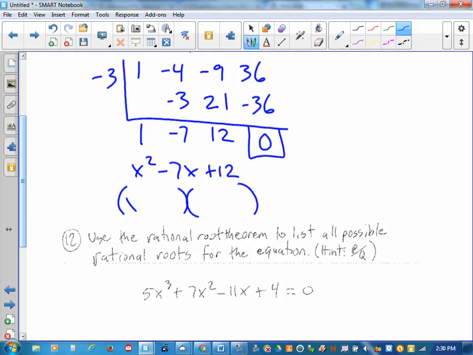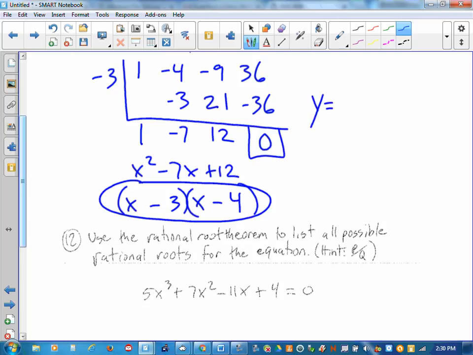So 2 sets of parentheses, put an x in each. How about 3 and 4? 3 and 4 make 7, 2 negatives. So there's that part, plus the original factor, which was x plus 3. So y is equal to the original factor, x plus 3.